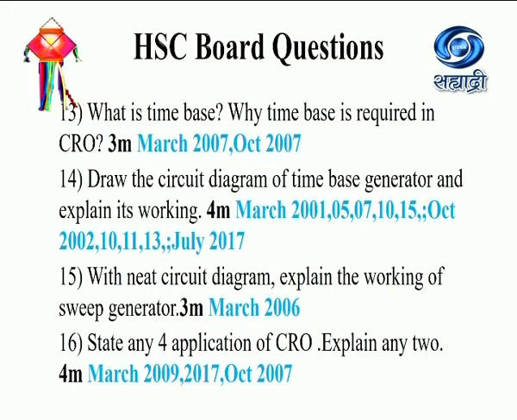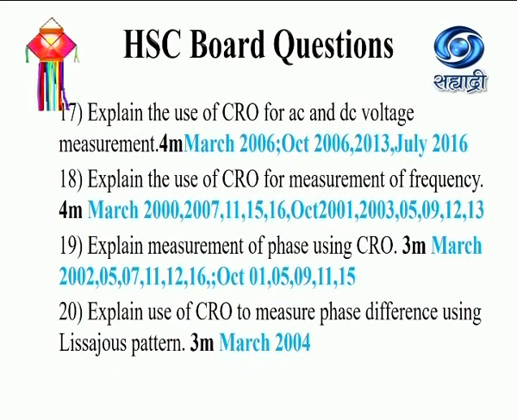Next question, state any 4 applications of CRO, explain any 2. So we have 5 to 6 applications of CRO, like AC measurement, DC measurement, then frequency measurement, time period measurement. So you have to state any 4 applications of CRO, and you can explain any 2 for 4 marks. Next question, explain the use of CRO for AC and DC voltage measurement. So they have given specific application for explanation.